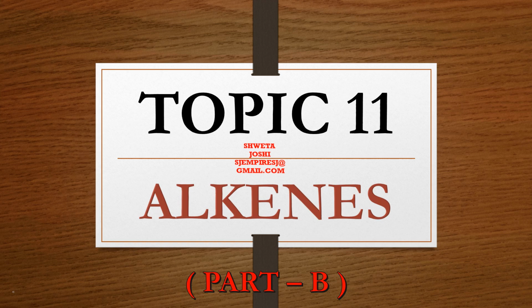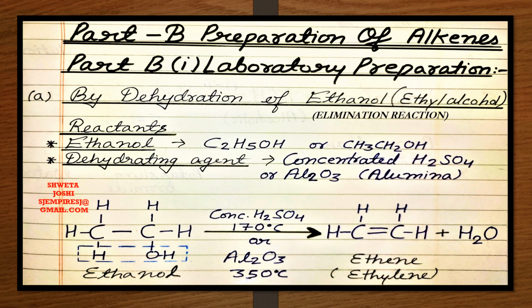of our topic alkenes, and in this video we are going to cover various preparation methods of alkenes. Now first of all, covering laboratory preparation methods of alkenes. First preparation method is by dehydration of ethanol, that is ethyl alcohol.